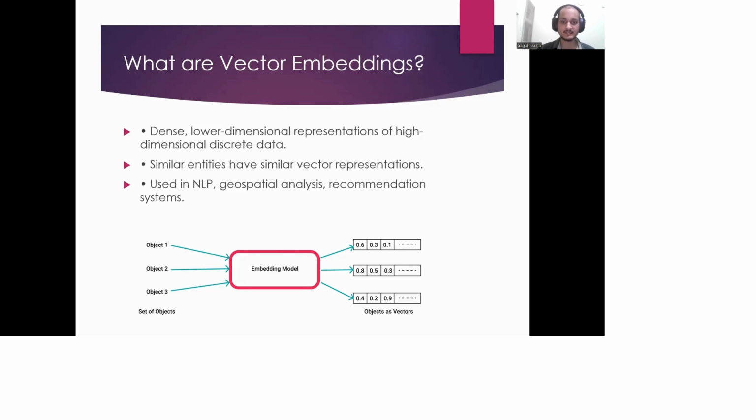So we can see that we have an embedding model here, and there are three kinds of objects here: object one, two, three. If we pass these to an embedding model, we get meaningful vector representations. That is, we can convert these objects into numbers using this embedding model. One feature of this is that similar entities have similar vector representations. Most embeddings are used in NLP, geospatial analysis or recommendation systems, and even other different fields.